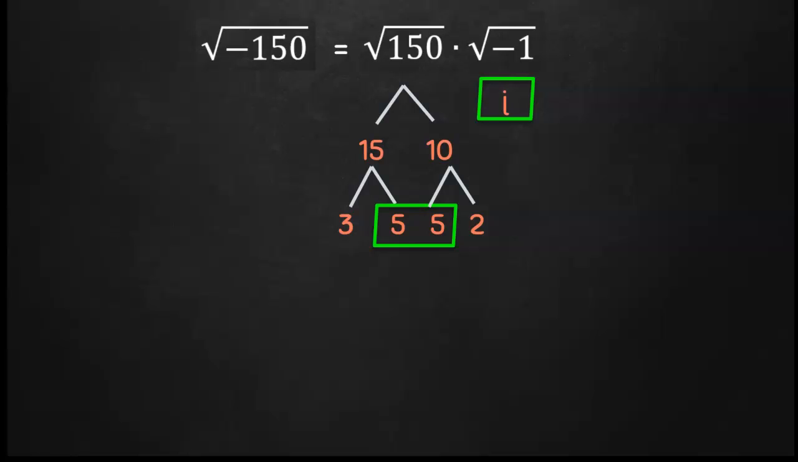So I have a pair of 5, and then I have the i, and then the 3 and the 2 don't have a pair. So whatever had the pair, which was the 5, along with the i, has to go outside my radical. The 3 and the 2 did not have a pair, so they stay underneath my radical. However, I do multiply those numbers together, which gets me square roots of 6.